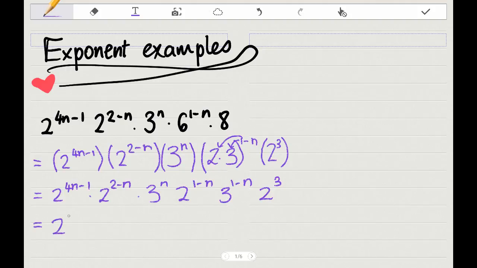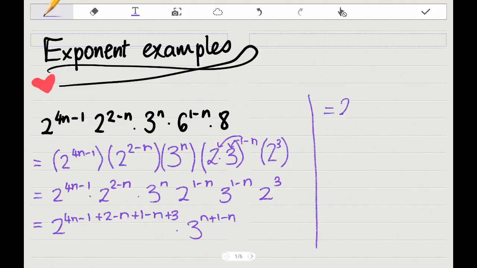So this is going to be 2 to the power of 4n minus 1 plus that exponent, 2 minus n, plus that exponent, because it's also over 2, so 1 minus n, plus that. We're going to do the same thing for 3. So here we have 3 to the power of n plus 1 minus n. When we're multiplying, we add the exponents. So now we're going to add those exponents.